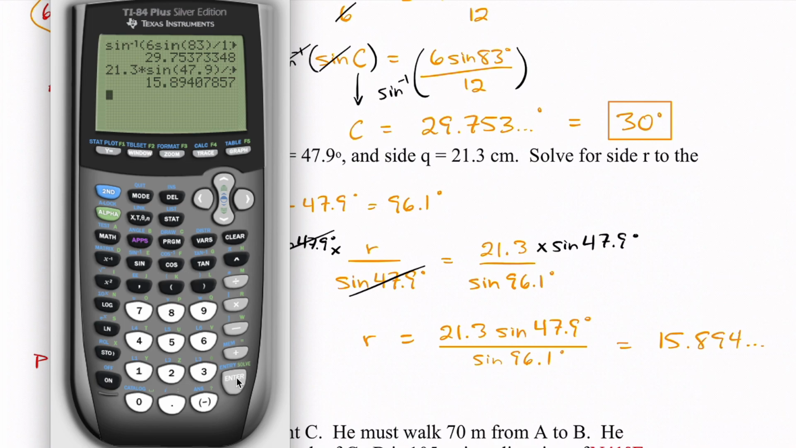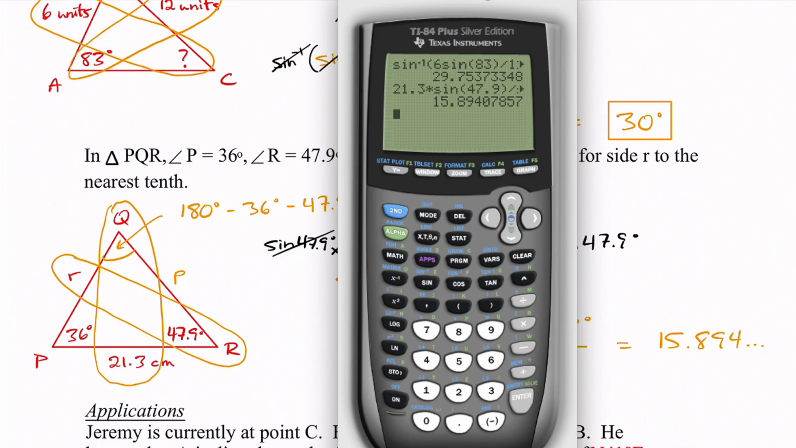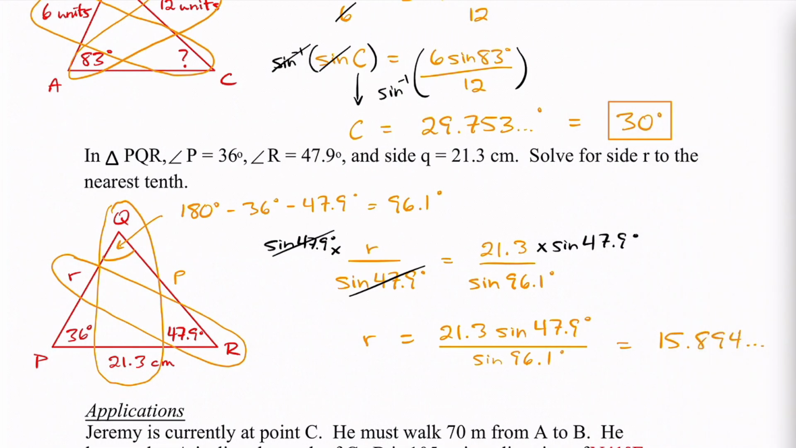Dot, dot, dot. There's more decimals after that. Just going to get this out of the way. And then rounding this off, we needed it to the nearest tenth. So that's going to give me 15 point, and the 9 is going to round up the 8. So we get 15.9 centimeters.